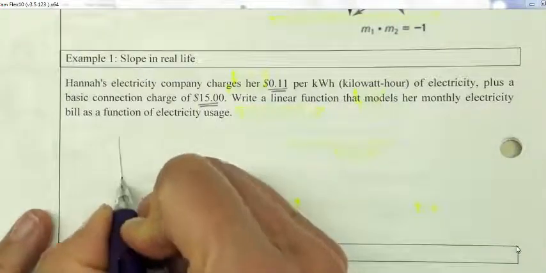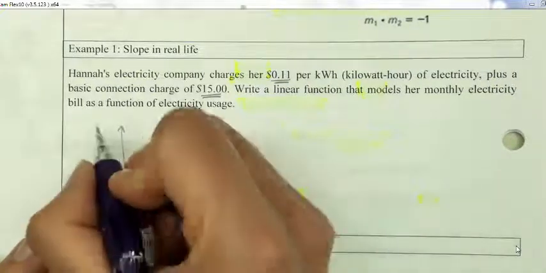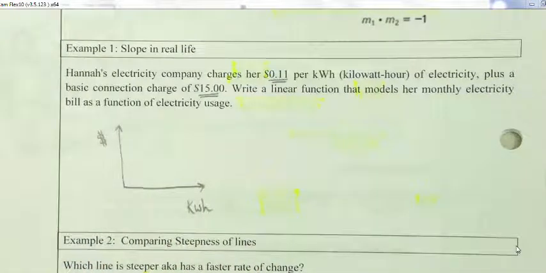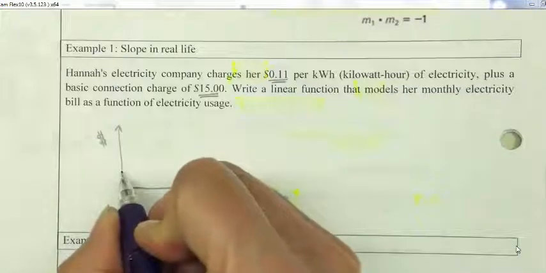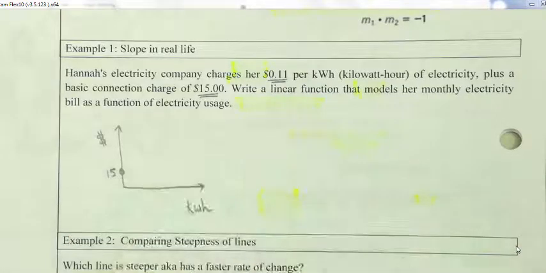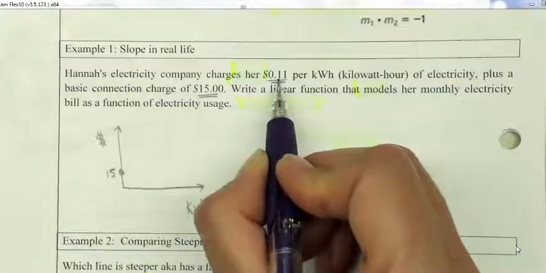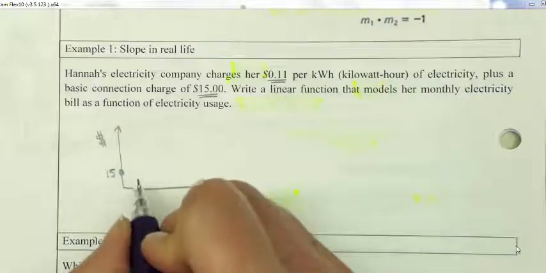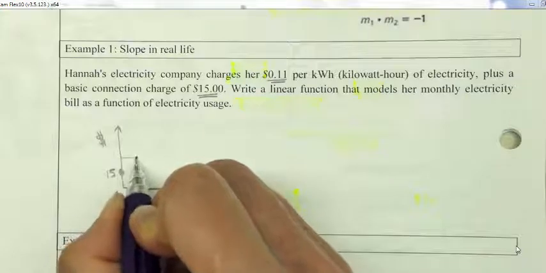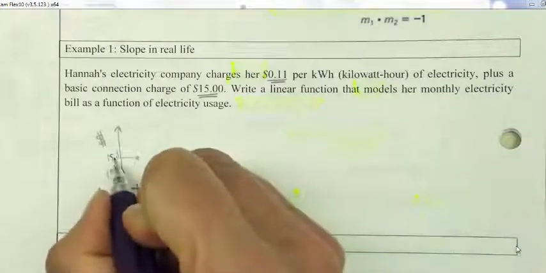Let's see, I'll graph this. How about that? Let's do a little graph. So this will be my money that I'm paying, and this will be the amount of time, or the kilowatt hours. At time 0, if I use no electricity, just for being hooked up to the grid, I'm paying $15. But then, for every kilowatt hour that I use, it's going up 11 cents. So if I use 1 kilowatt hour, it's gone up 11 cents over 1 kilowatt hour, so this would be like $15.11. That's not very neat.